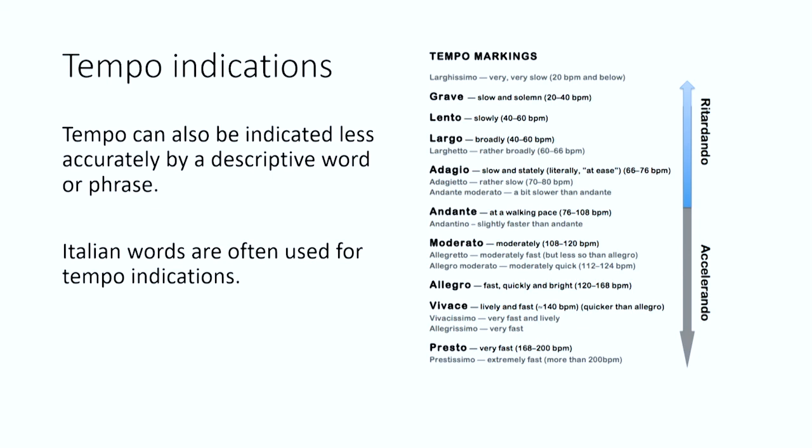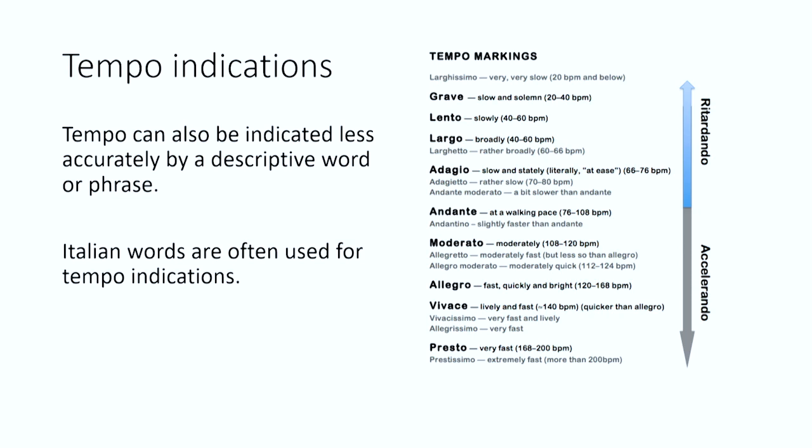The next one is lento. Lento means slowly. It's not quite as slow as grave. Largo means broadly. It's about the same meaning as lento. Lento and largo are basically the same. Adagio means slow and stately, but it's not as slow as largo. Andante means at a walking pace. Now this is a difficult one because all of us walk at a different pace. Some people walk really fast, other people walk very slowly. So you've got to find a medium walking pace to get that kind of speed.